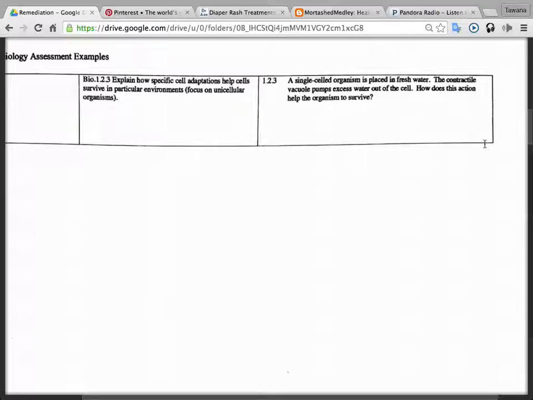The main question it's asking you is, why is it doing this? Do you need to know what contractile is? No, because it's telling you it's pumping excess water out. Contractile just means opens and closed. But don't let that word trip you up, because it's telling you it's pumping excess. Excess means what? Extra. So why is it doing it?